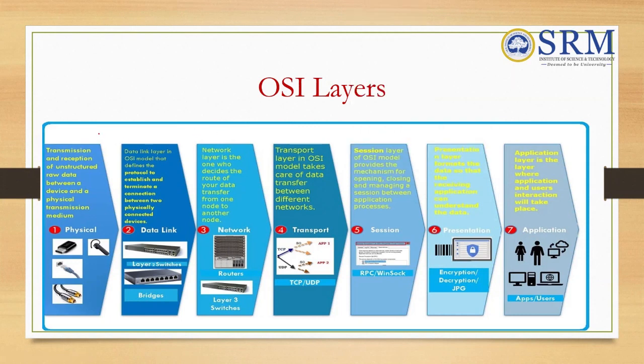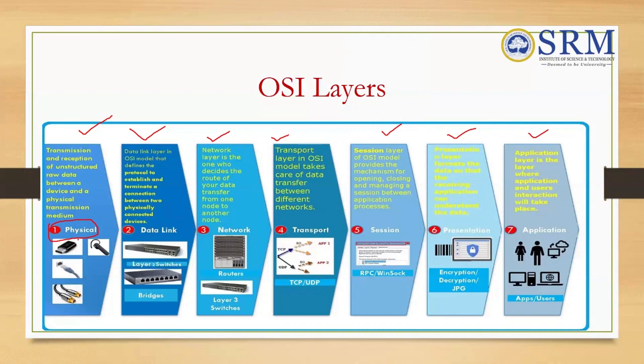The first layer is physical layer, then data link layer, network layer, transport layer, session layer, presentation layer, and finally application layer. First, we will see each layer in short, based on the word. The name of the first layer is physical layer. What is physical? The real time. Physically, we can see that. Those things will be available in the physical layer.